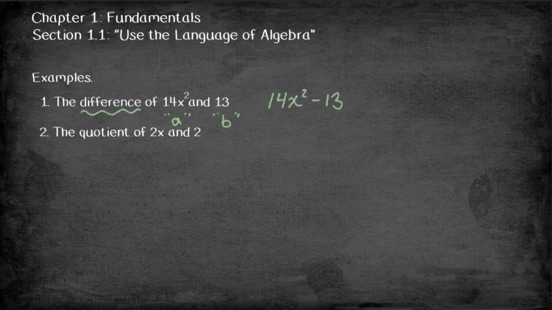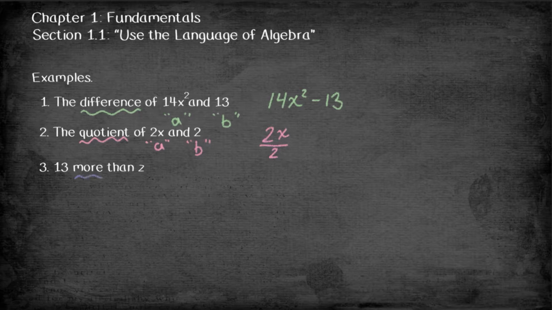Next, we have the quotient of 2x and 2. And here, the key word that we're going to highlight is the quotient, which we know refers to division. And so again, this 2x is playing the part of A, and this 2 is playing the part of B. So a way to write this would be 2x over 2, or any of those other ways that we showed on the earlier screen.